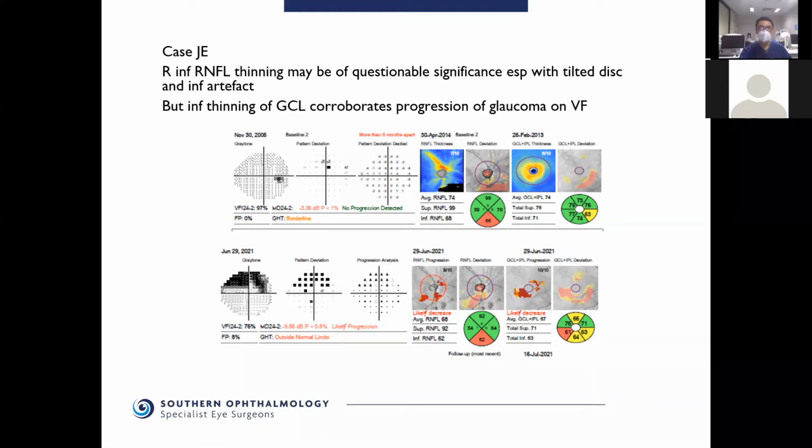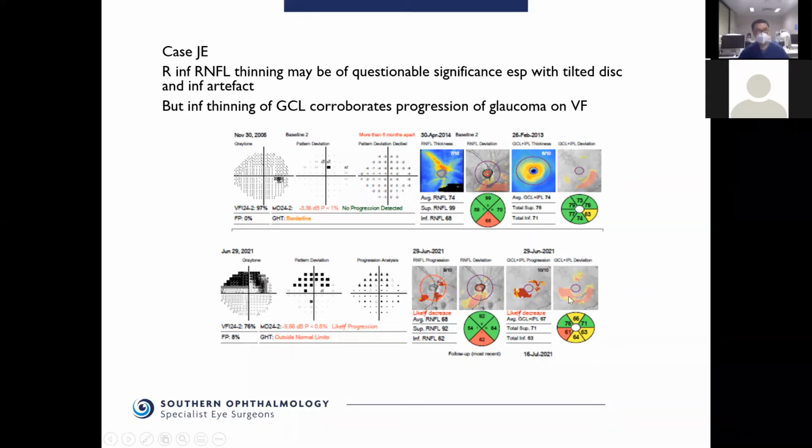Now, fast forward more than 10 years later, this patient is well-established glaucoma with a superior arcuate defect, inferior nerve thinning on OCT of the nerve fiber layer, and progression of the ganglion cell layer thinning in the macula.